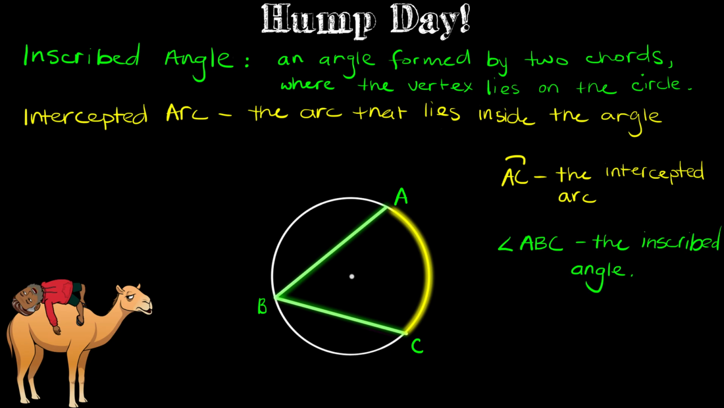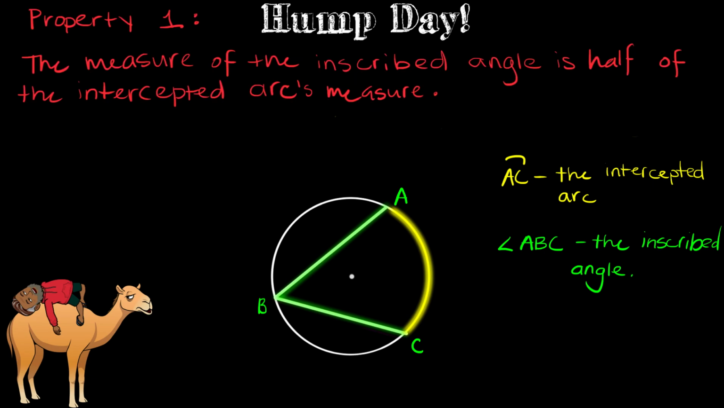And let's write that down real quick. So arc AC is the intercepted arc, and angle ABC is the inscribed angle that intercepts that arc. And this is our definition. So what we're going to do is take a look at the relationship between the yellow and the green. And this leads us to that property. The property states that the measure of the inscribed angle, so that green angle right there, is going to be half of whatever the arc is. So the green is going to be half of the yellow.